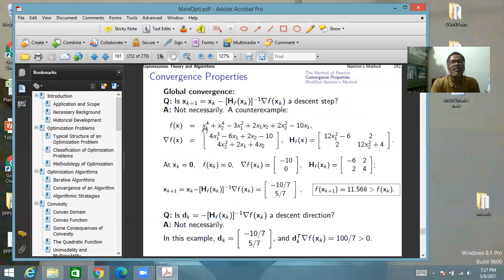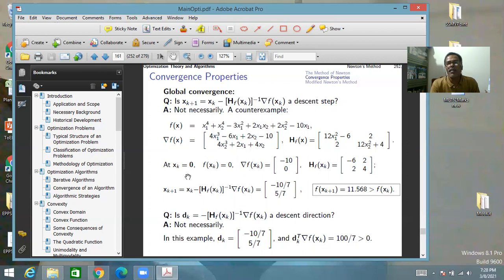See a counterexample. Say f(x) is this. You take the gradient, just faithfully differentiate: 4x1 cubed, 0, minus 6x1 plus 2x2, plus 0, minus 10. Then with respect to x2 you differentiate and fill this. Now differentiate this with respect to x1, you get this. Differentiate this with respect to x2, you get this, which will be the same here, because you differentiate this with respect to x1 and this with respect to x2, you get this. So this is the Hessian.